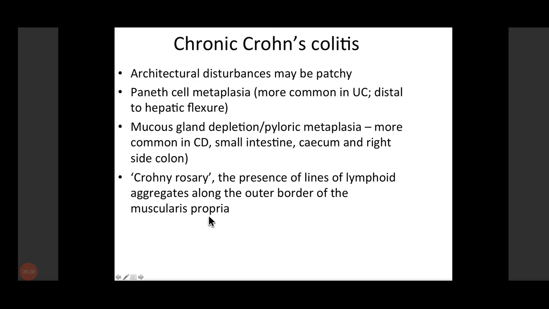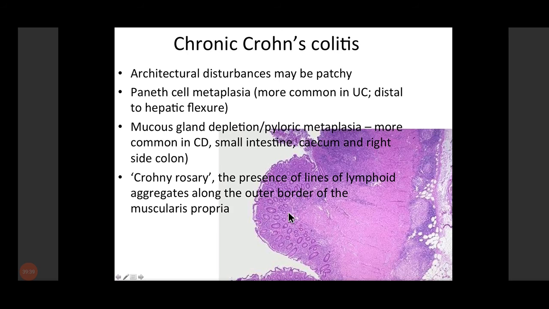Now, if any of you are familiar with rosary beads, which people use when they are praying, this gets its name from that. It's called Crohn's rosary, because you see these round lymphoid aggregates that are present throughout the colonic wall beyond the muscularis mucosa, and these lymphoid aggregates give a beaded appearance, and this is called Crohn's rosary, and can even be seen in the areas that are not showing any active or acute inflammation. So even the areas that are relatively normal in appearance, the patchy normal areas, those can also show the Crohn's rosary.